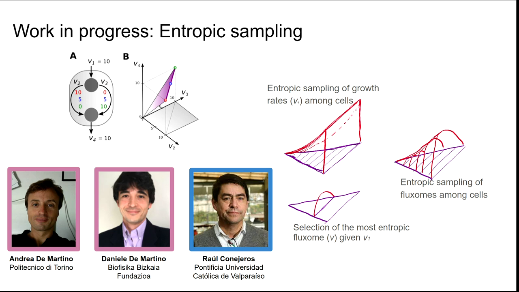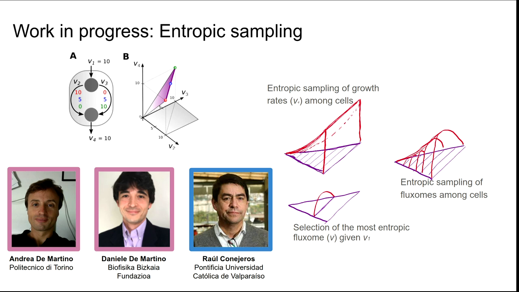Another salient angle of this is how we can extrapolate this to explore the diversity of a clonal population, for example, E. coli, which we know that not all cells in the population are growing at the same rate. There is some distribution.